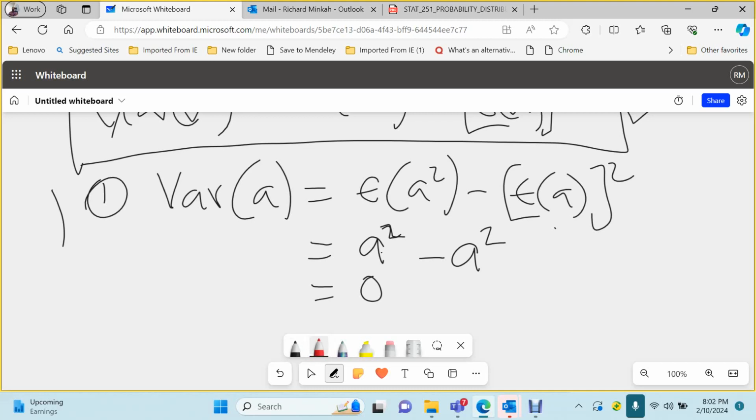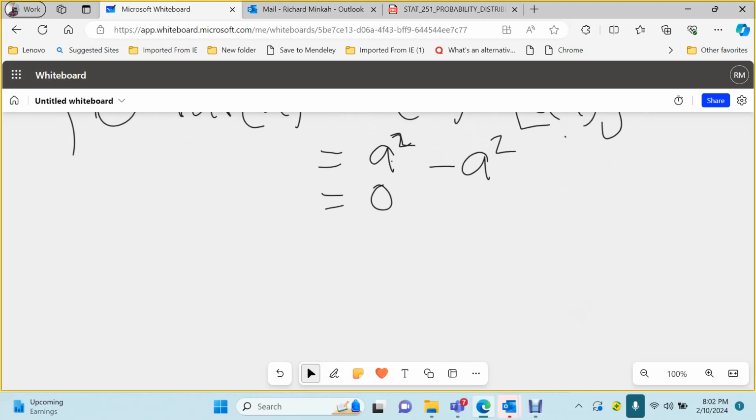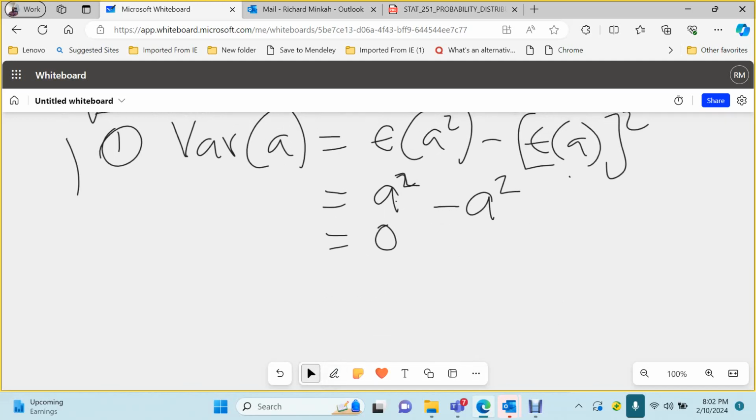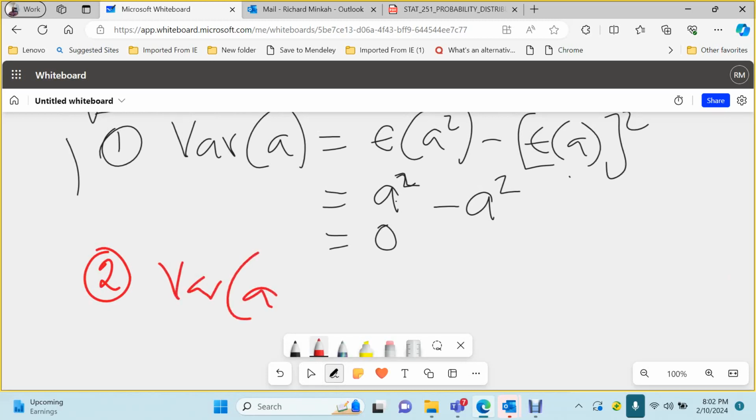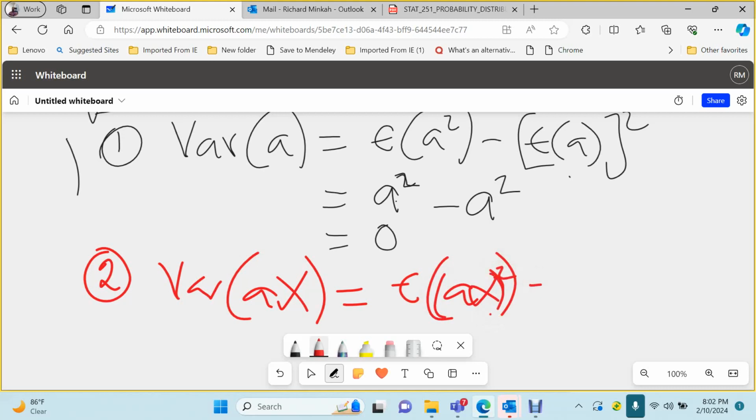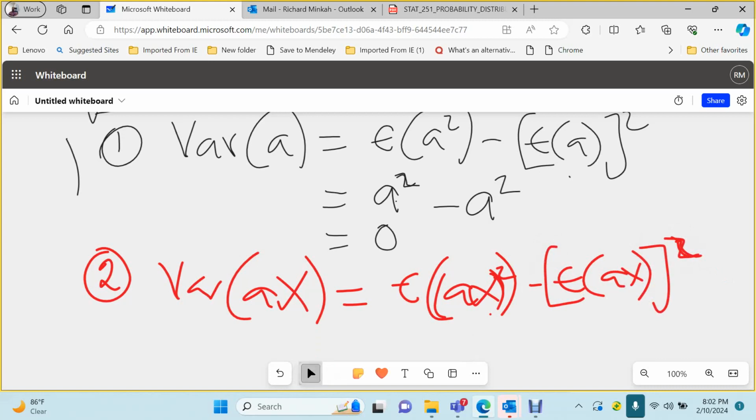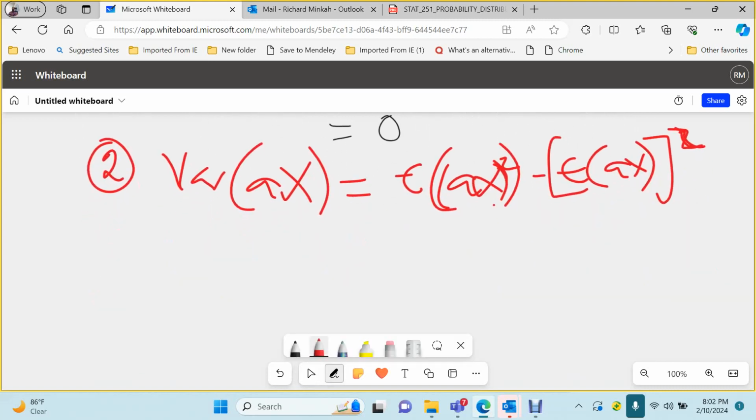Now let's look at the second one. We are using the same thing we use for the expectation, so that's why I'm not writing it all again. So what about the variance of aX? By definition, we are going to say this is the expected value of aX all squared, everything there squared, minus the expected value of aX, all squared. Is everybody okay?